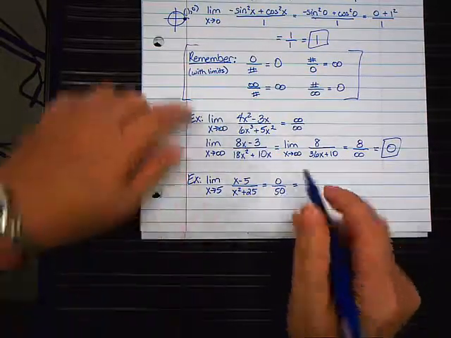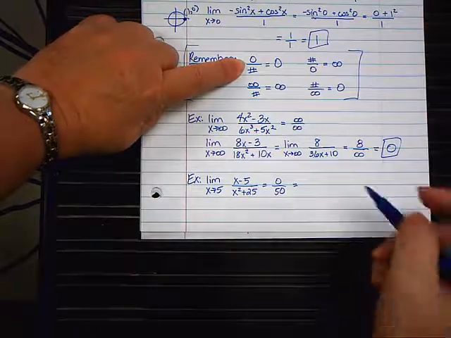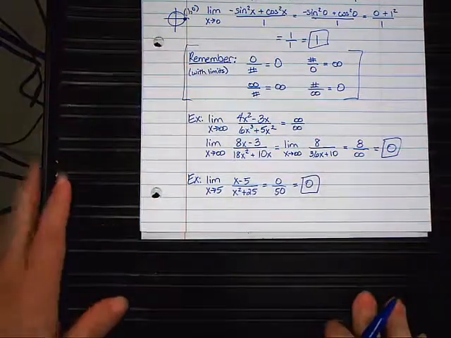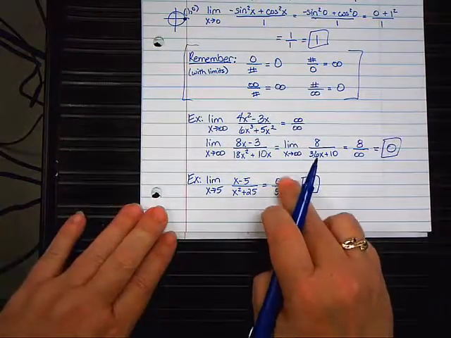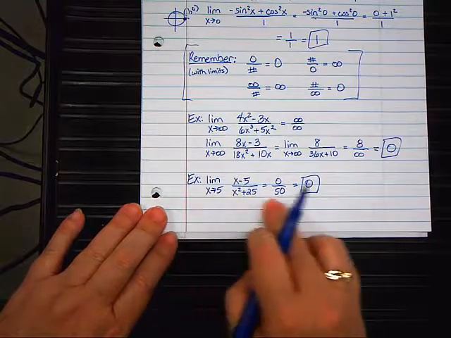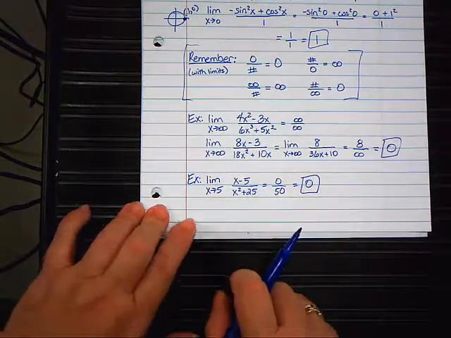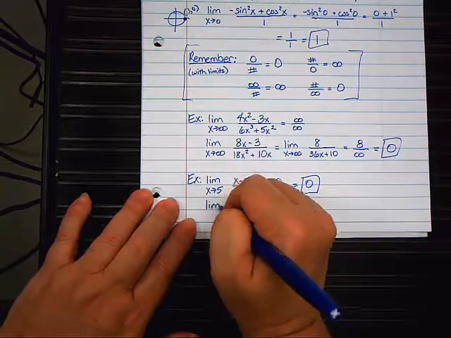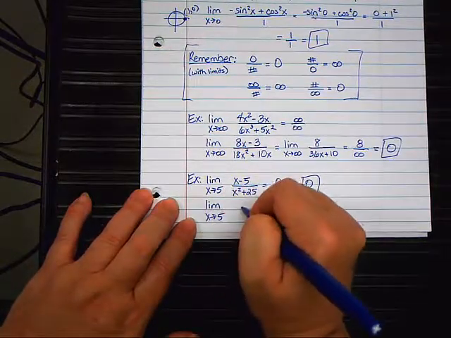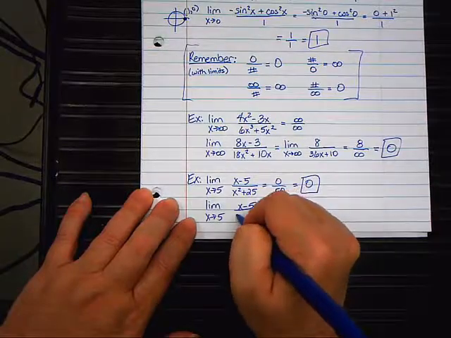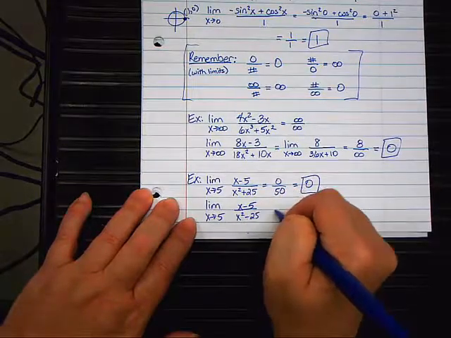And 0 over a number up here? That's 0. I didn't even touch L'Hopital's rule. I got an answer, because I started out initially doing direct substitution. 0 over a number is 0. That's done. Now, but look at this. Let me change the problem just slightly. I'm going to do x minus 5 over x squared minus 25.